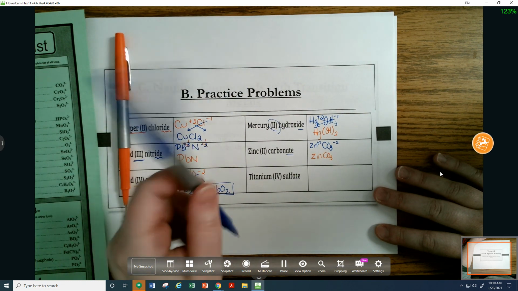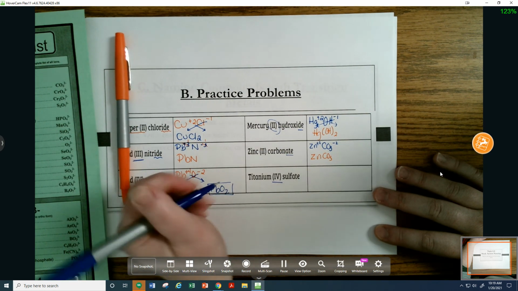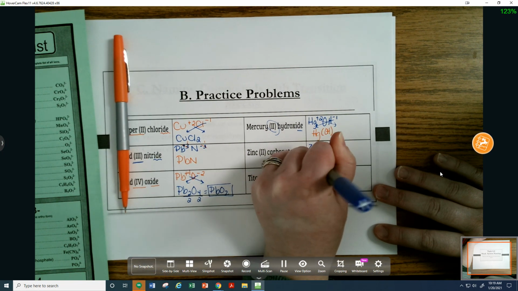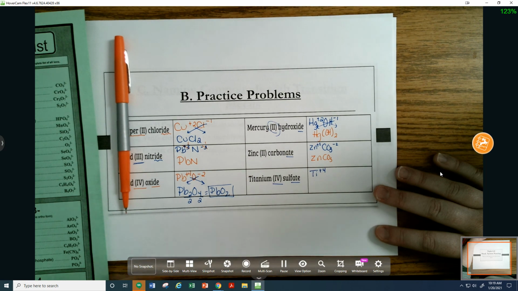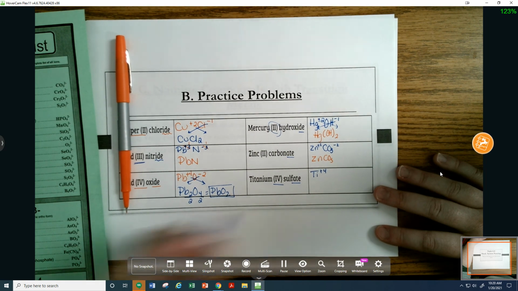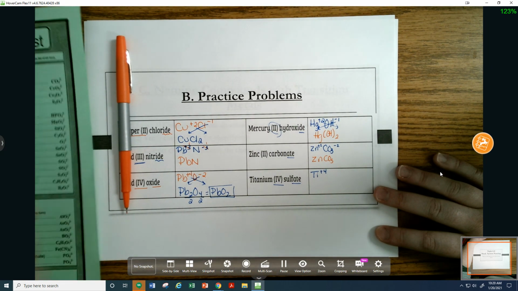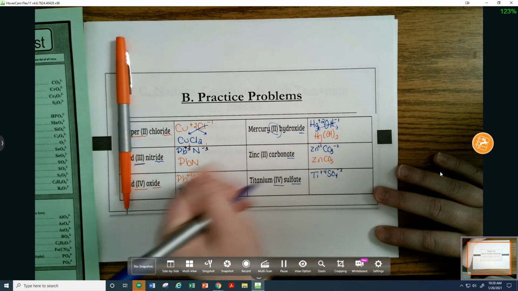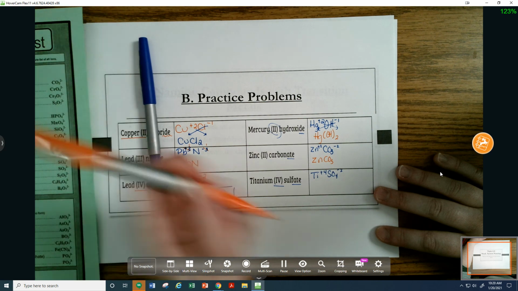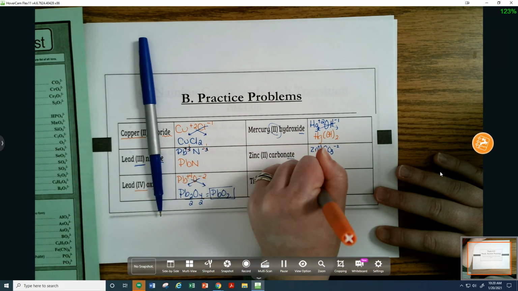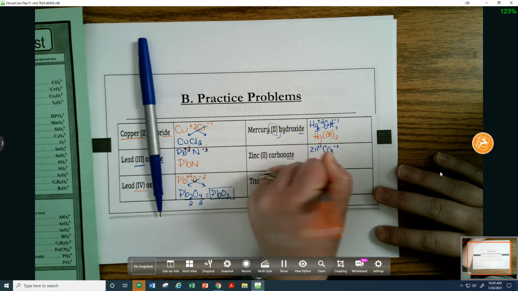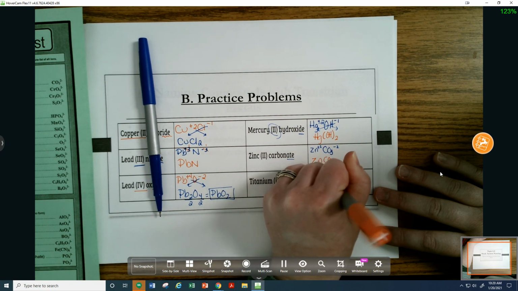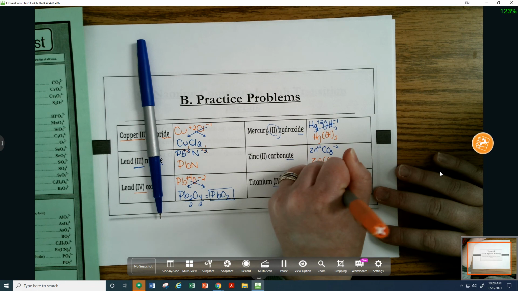Last example is titanium 4 sulfate. So titanium is Ti plus 4. Sulfate, again, if you utilize your polyatomic list, it's actually kind of off my screen. So SO4 with a -2 charge. So now we're at the cross down step. Titanium is going to get a subscript, so Ti2. SO4 is going to get a subscript, so that means the SO4 goes in parentheses. The new subscript goes outside.